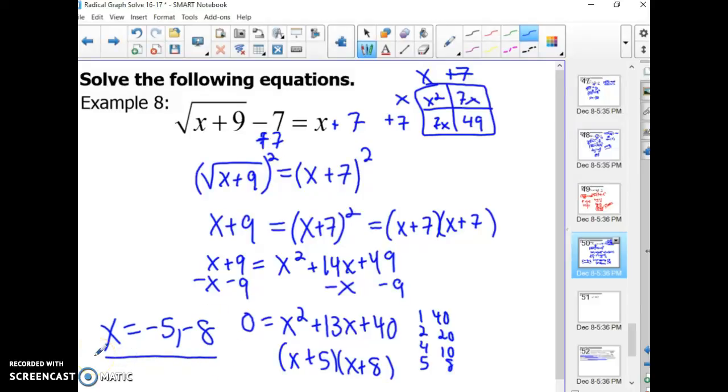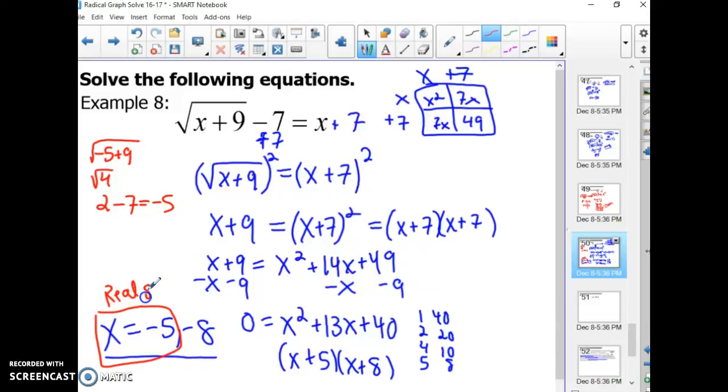But both of those cannot be legit solutions. So I'm going to plug and chug to check. So if I plug in negative 5, negative 5 plus 9 gives me a value of 4. Square root of 4 is 2. 2 minus 7 is equal to a negative 5. So that's a real solution. So I do have an extraneous one.